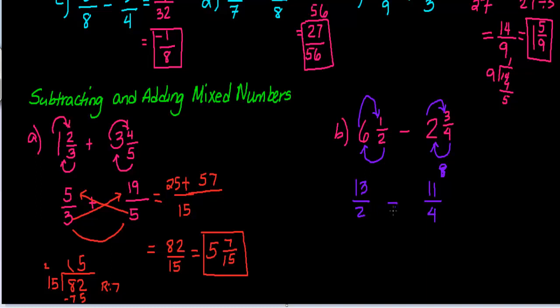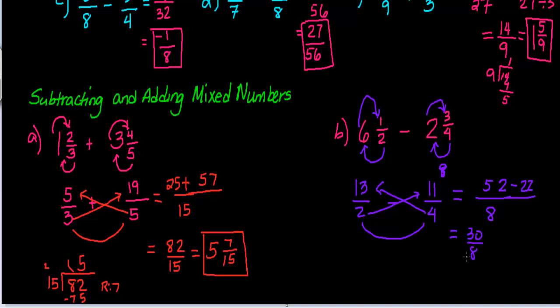And you're subtracting. Let's do that trick. You take the denominators and you multiply them, and then you cross multiply. 13 times 4 is 52. And then you cross multiply 2 times 11. You write that minus sign, which is 22. And that equals 30 over 8.